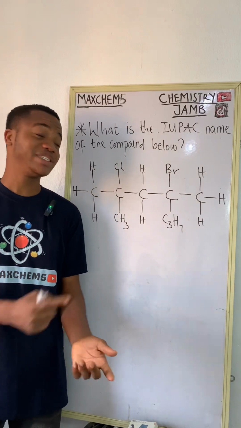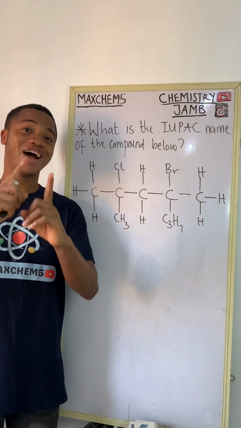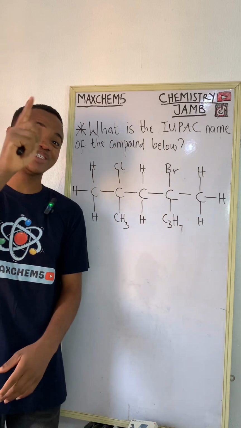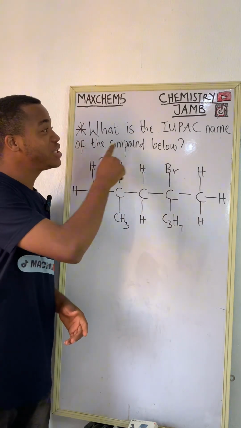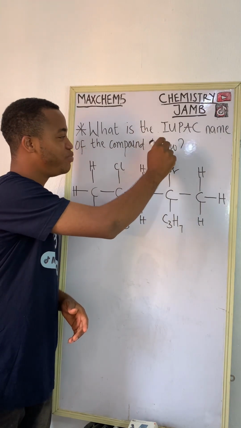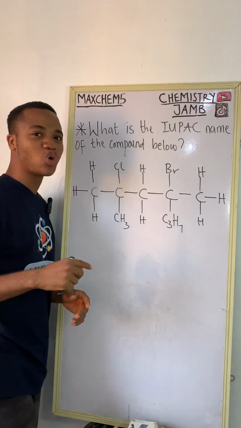Let's say you see this kind of simple question in your chemistry JAM exam. How will you solve it? It is very simple. Let us solve it together. The question says, what is the IUPAC name of the compound below? Let us name this compound together.